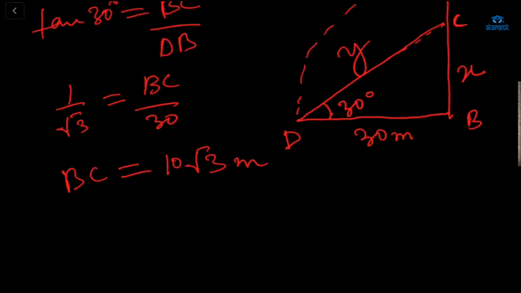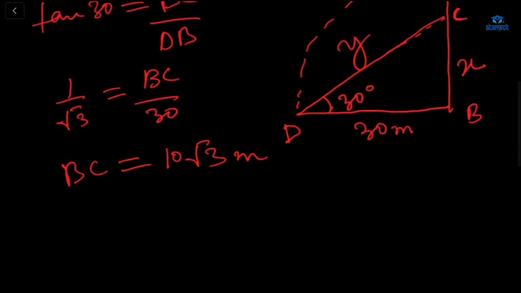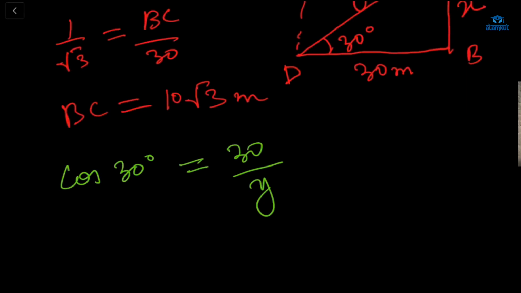Okay, so I'm using a different color for perpendicular and base. Now can I ask a question, ma'am? How is BC 10 root 3? For BC, yes, BC is 10 root 3. That's cos 30 degrees, which is equal to base upon hypotenuse, 30 upon y. And the cos 30 degree value is root 3 upon 2.